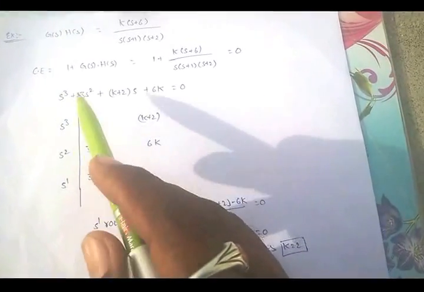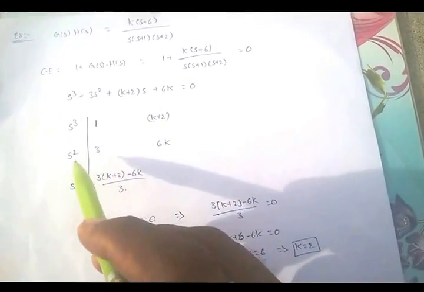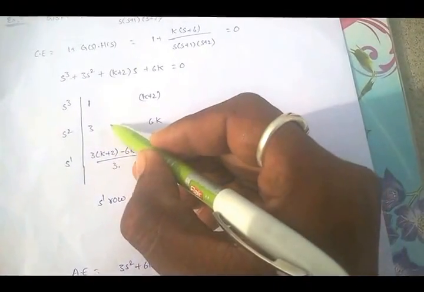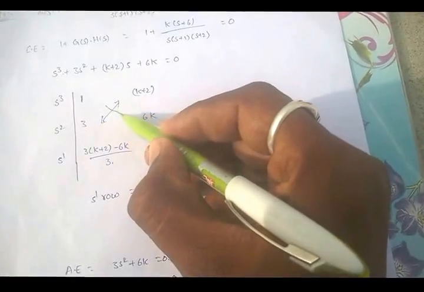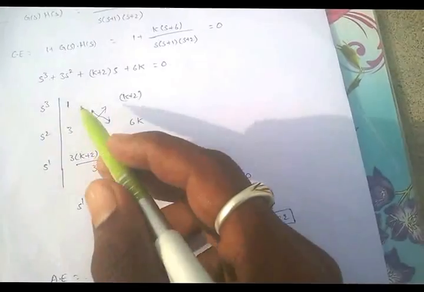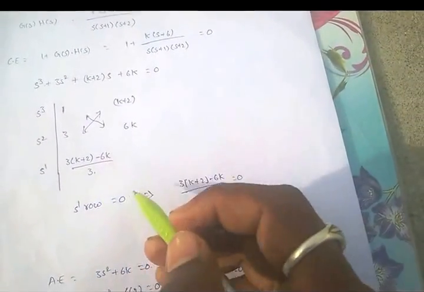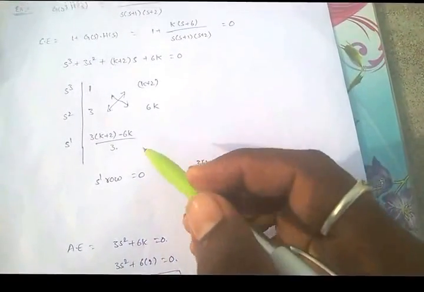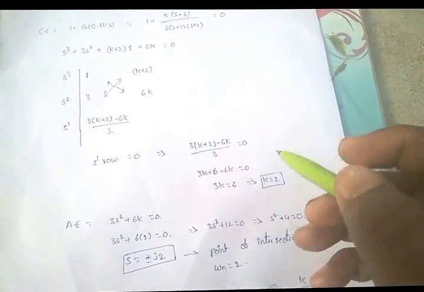That is s power 3: 1 and K plus 2. For s squared: 3 and 6K. What is the tabulation? 3 into (K plus 2) minus 6K into 1, divided by the corresponding column value, that is 3. This is the s dash row. For this, make the s dash row equal to 0. We get K equal to 2.